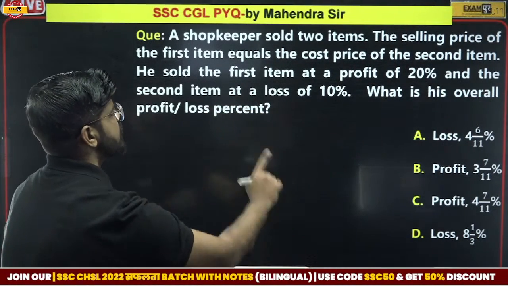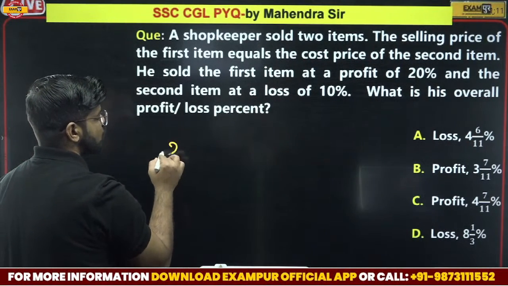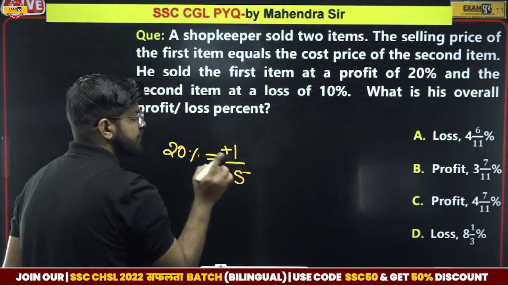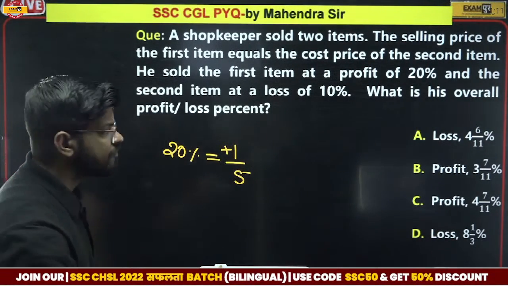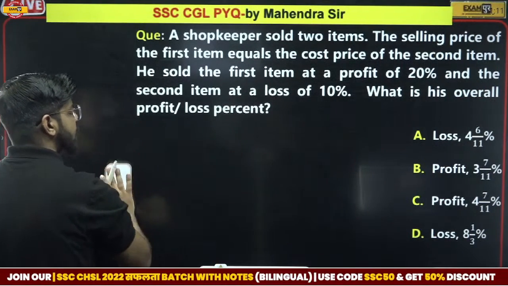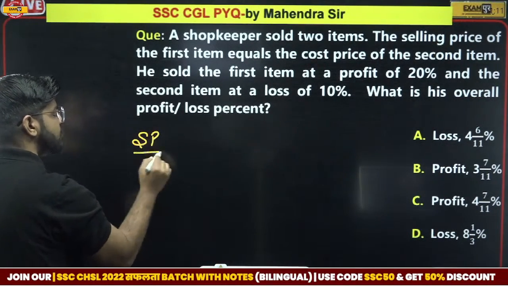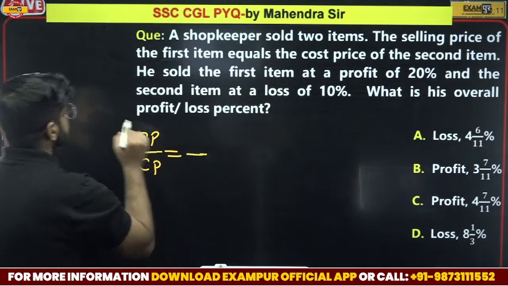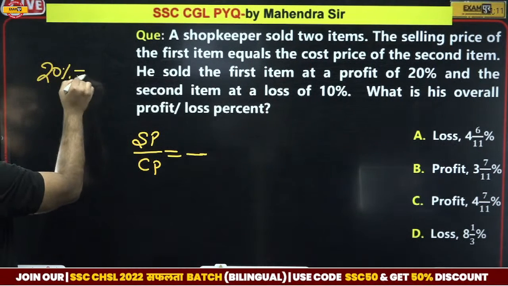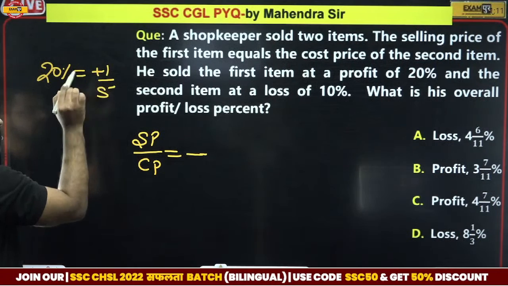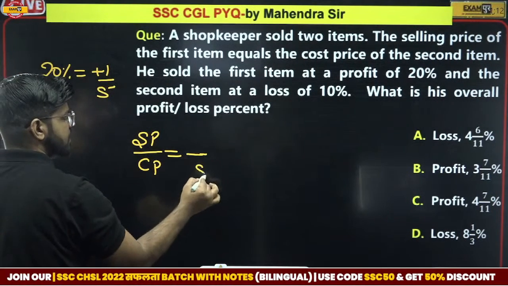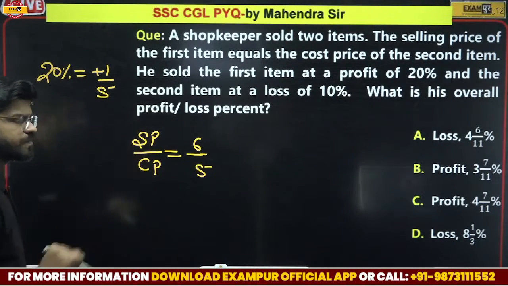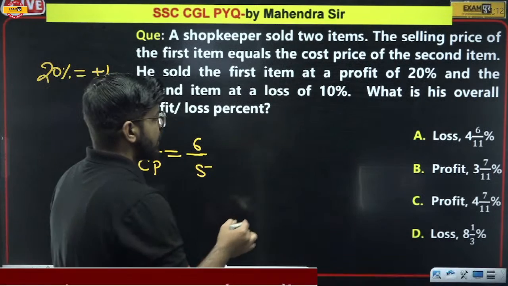The question is saying that the first item was sold at 20% profit. So what is 20% profit? 20% profit is a profit of 1 on 5. So we are going to write it directly in SP by CP form. 20% profit means plus 1 by 5, that means profit of 1 on 5. That means if my CP is 5, I am going to sell it at 1 more, that means at 6. Okay, clear?